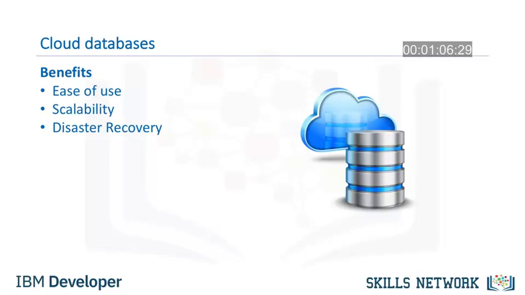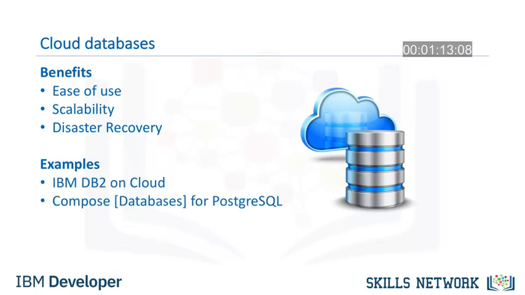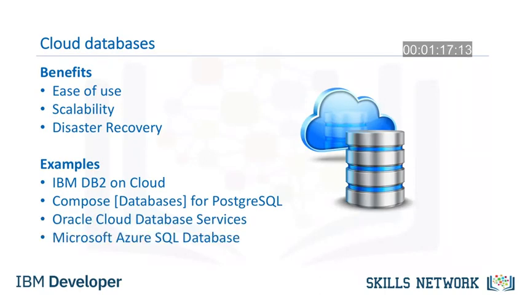A few examples of cloud SQL databases are IBM Db2 on Cloud, Compose for PostgreSQL, Oracle Database Cloud, Microsoft Azure Cloud SQL Database, Amazon Relational Database Services, which can run in the cloud, either in a virtual machine or as a service, depending on the vendor.